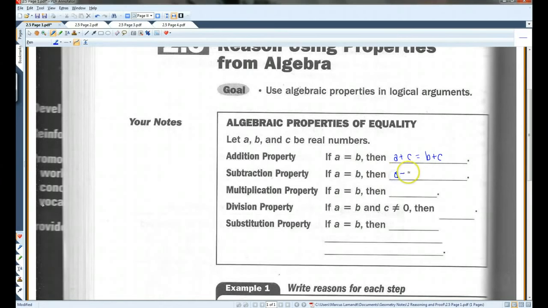Likewise, if a equals b, then a minus c equals b minus c. You can subtract something from both sides. If a equals b, then a times c equals b times c. You can multiply it to both sides. And if a equals b, then a divided by c equals b divided by c, so long as c does not equal 0. Also, if a equals b, then a can be substituted for b in any equation or expression.